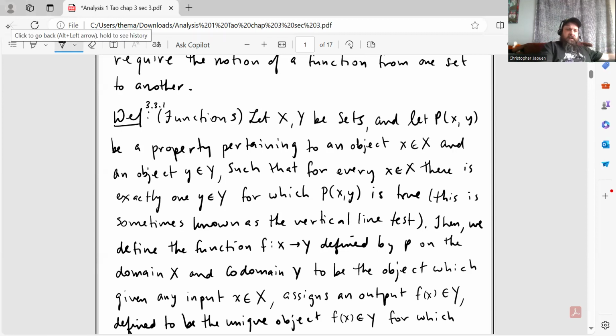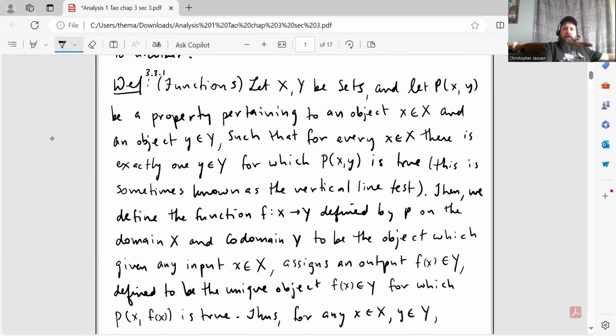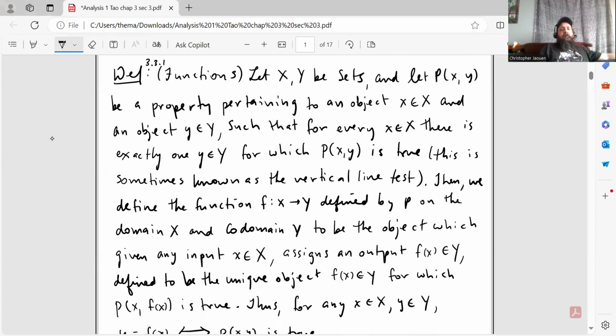Okay, so here's the definition that he uses in the book for a function. Let X and Y be sets, and let P(x, y) be a property pertaining to an object x in the set X, and an object y in the set Y, such that for every x in X, there is exactly one y in Y for which P(x, y) is true. He says sometimes this is referred to as the vertical line test, which you probably are familiar with if you took pre-calculus or algebra at some point in your past.